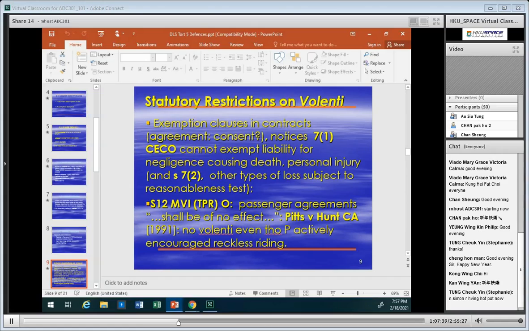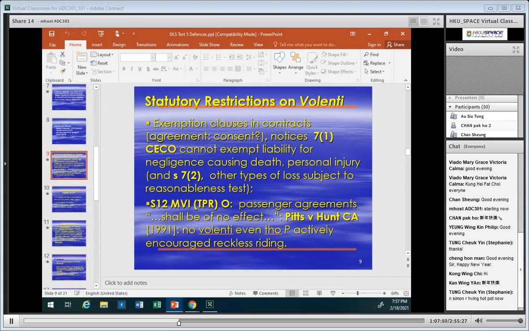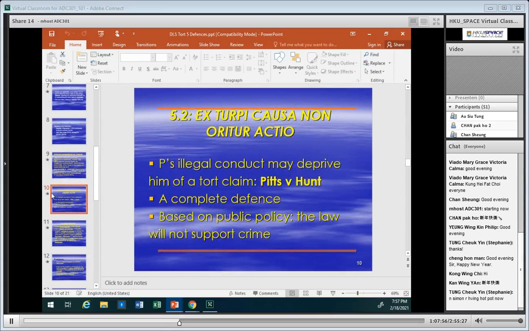All right, so that finishes our work on Volenti, which is good timing, because that then brings us on to the next important defence to negligence, which is ex turpi causa or illegality. And you'll notice that here we also mention Pitts and Hunt.